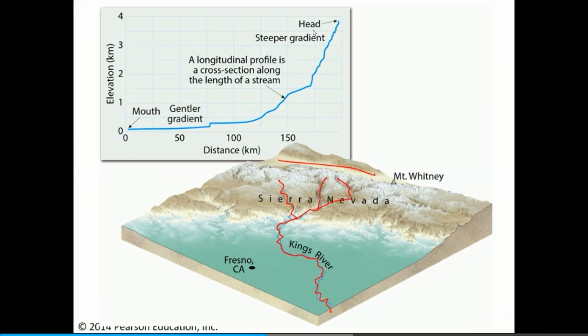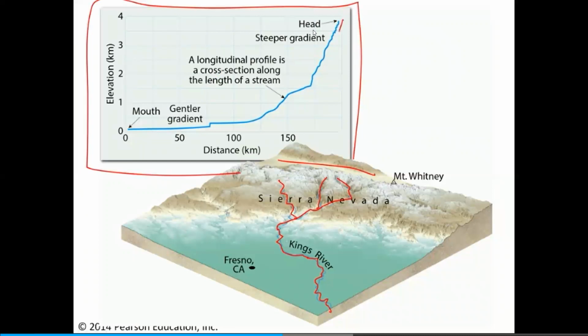Now, if you plot the elevation of the Kings River from its head to its mouth, you get the graph shown up here at the top. You can see that the gradient is much steeper up near the headwaters, and then it flattens out a bit as it comes into the foothills region of the Sierra Nevada, and then it gets very flat indeed, with one exception, all the way to its mouth. There's a little nick point along the stream's gradient, but other than that, it's a pretty smooth drop.